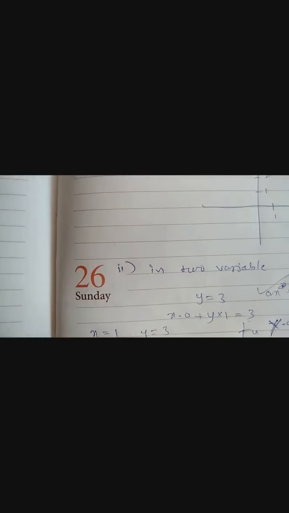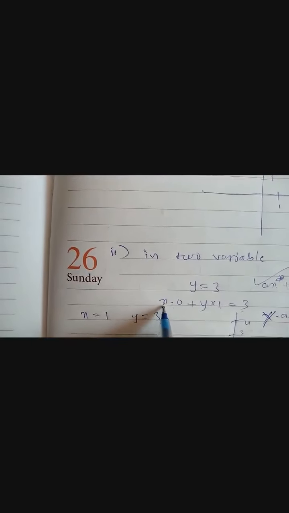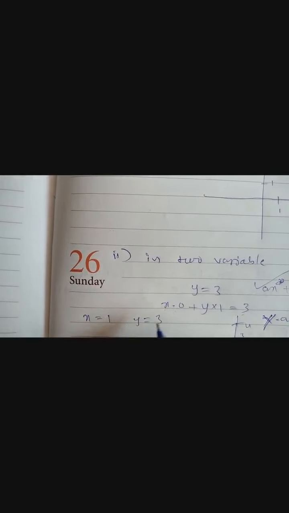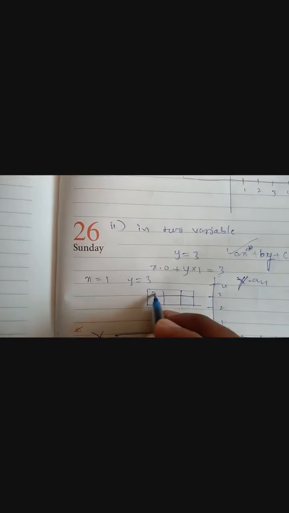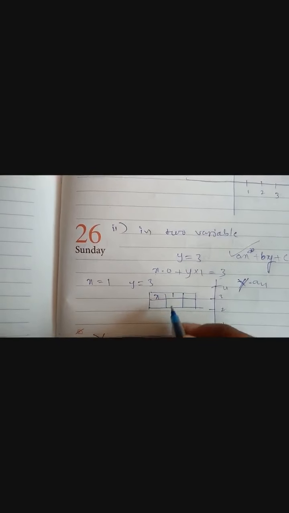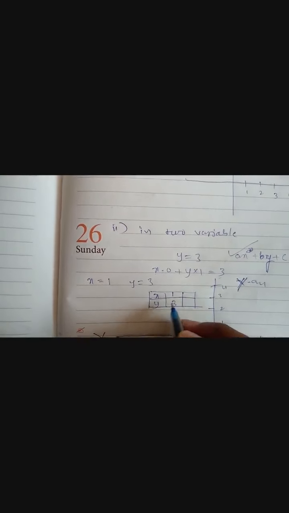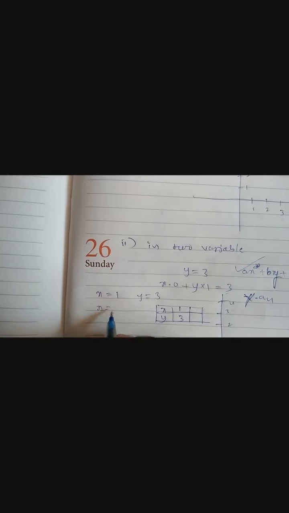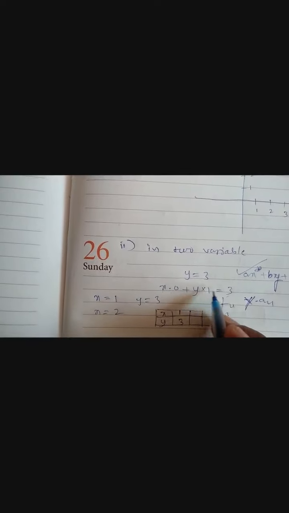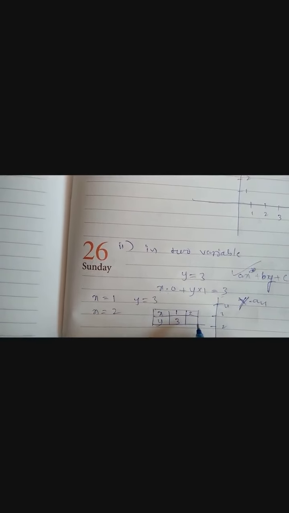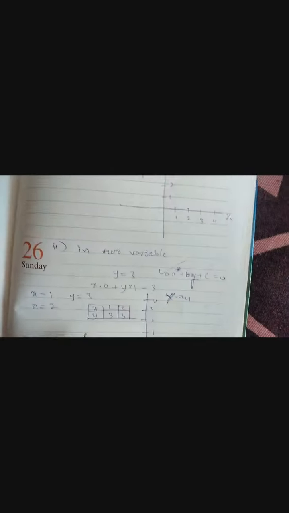If x is equal to 1, if you put it in this equation, see 1 into 0, 0 only. See, y is equal to again how much do you get? 3. So what are the coordinate points here? If x is equal to 1, y is equal to how much do you get? 3 only. Now put x is equal to 2. Again 2 into 0, 0 only. Then again y is equal to how much do you get? 3 only.